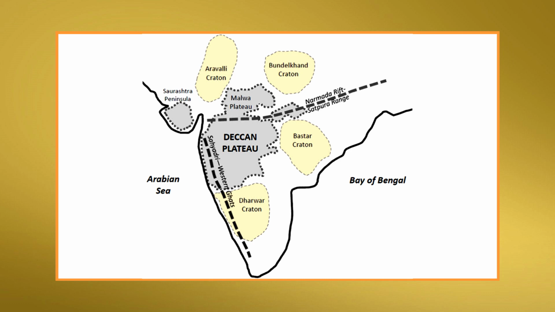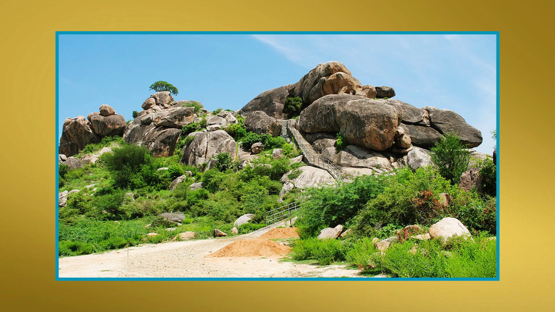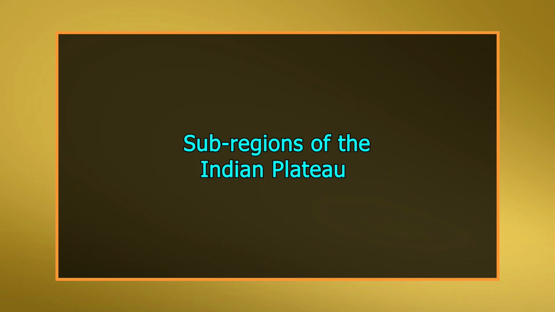South of the Satpura Range, the peninsula is called the Deccan Plateau. It is believed that large-scale volcanic eruptions took place in the Cretaceous period, which spread far and wide over the Indian Plateau, covering completely the landforms existing at the time. The subregions of the Indian Plateau are described below.